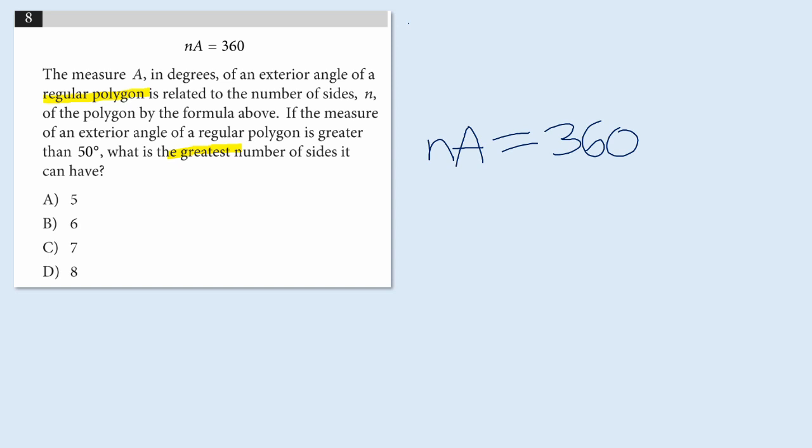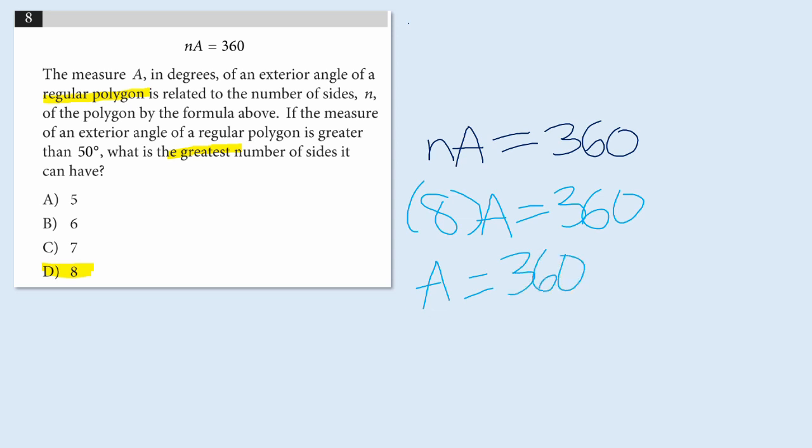So let's think about this. With the word greatest, I'm going to start with the greatest value that's offered, which is 8. So what does that mean if we're thinking of the answer being 8? That would mean that that would be an 8-sided figure. So I have 8 times A equals 360. So A equals 360 over 8.